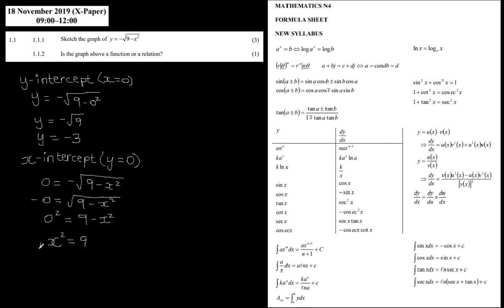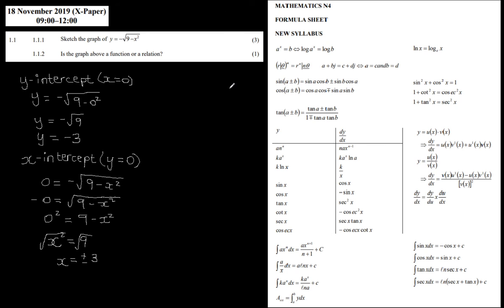Again, to get rid of my x squared, I'm going to take the root of both sides, making it so that x equals plus minus, since we're doing the root, plus minus 3, since we know that the root of 9 again will give me 3, meaning that my x-intercepts will be positive 3 and negative 3. So now we have our intercepts. We can go over to drawing our graph, or sketching the graph.